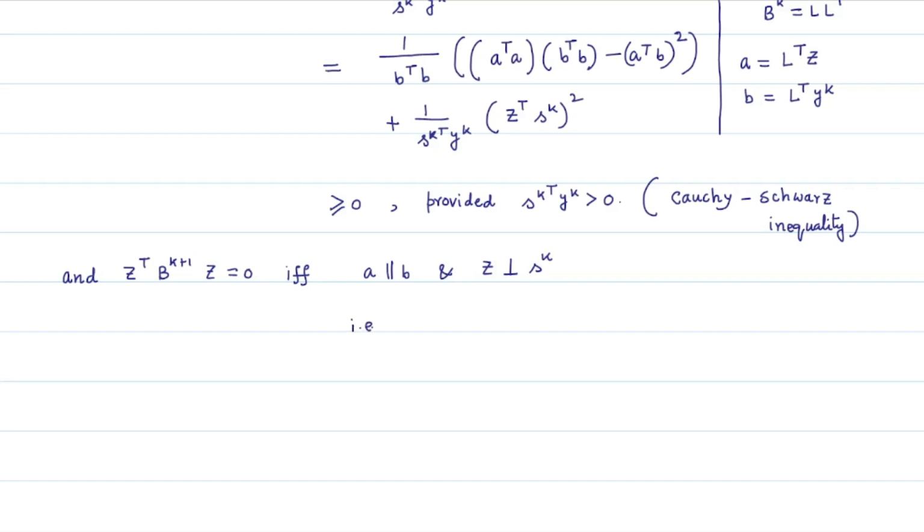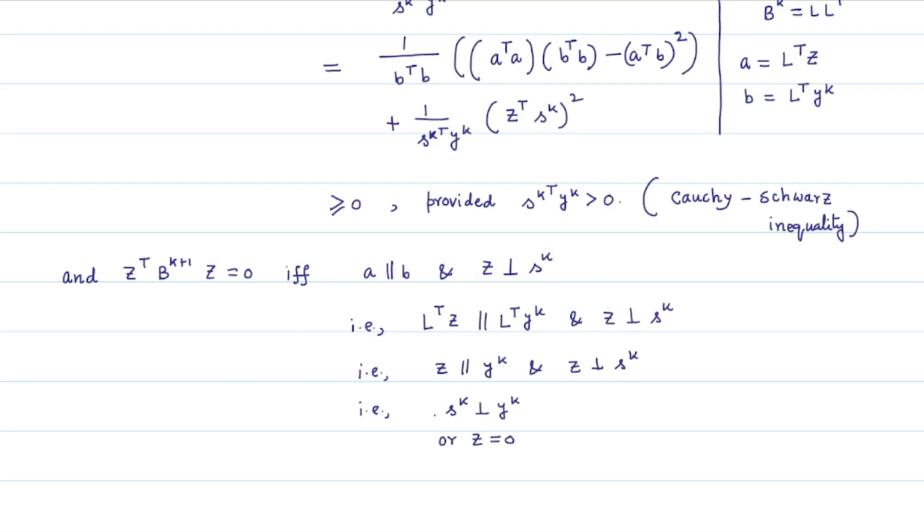That is, if and only if you have L transpose z parallel to L transpose y_k, and you have z perpendicular to s_k. That is, as L is an invertible matrix, we must have z parallel to y_k and z perpendicular to s_k. That is, we must have that s_k is perpendicular to y_k, or you must have z equal to 0.